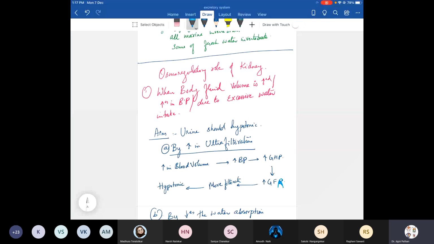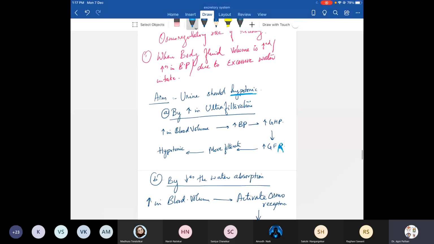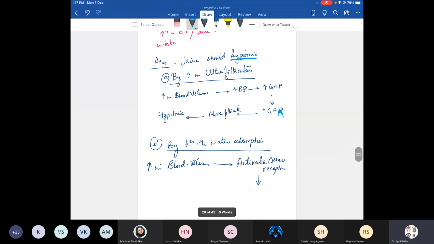The aim should be to produce hypotonic urine. How? One is by increasing the ultrafiltration. When the volume is increased, there is an increase in blood pressure, which leads to an increase in glomerular hydrostatic pressure, and that leads to an increase in glomerular filtration rate, and more filtrate is formed, and then there is hypotonic urine.